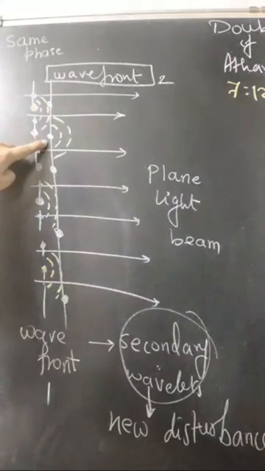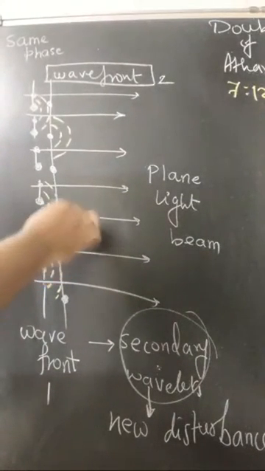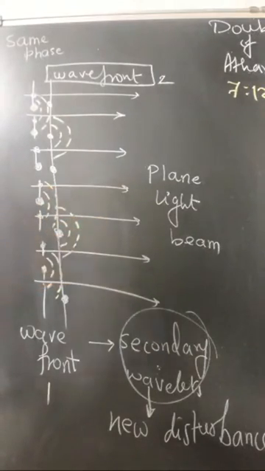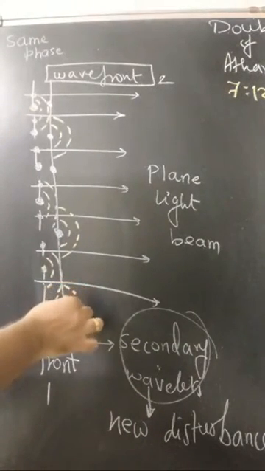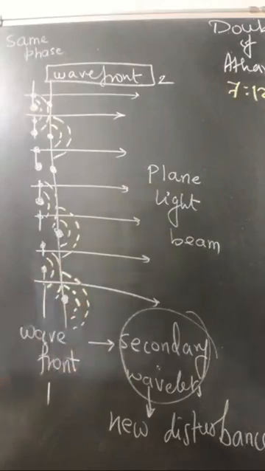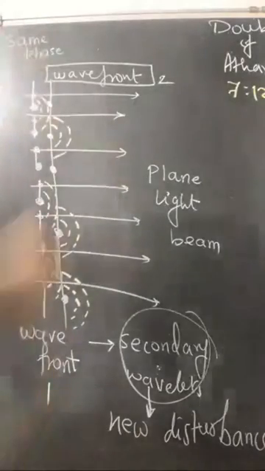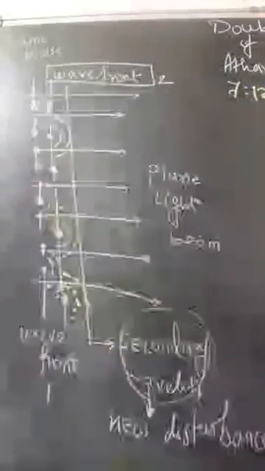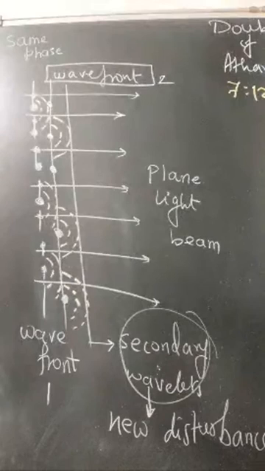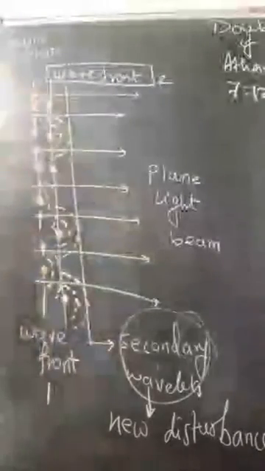This is a spherical wavefront produced by a secondary wavelet. This is a spherical wavefront produced by a secondary wavelet. And now what you do is you draw a common tangent, a straight line like this. Then this will be called a wavefront.